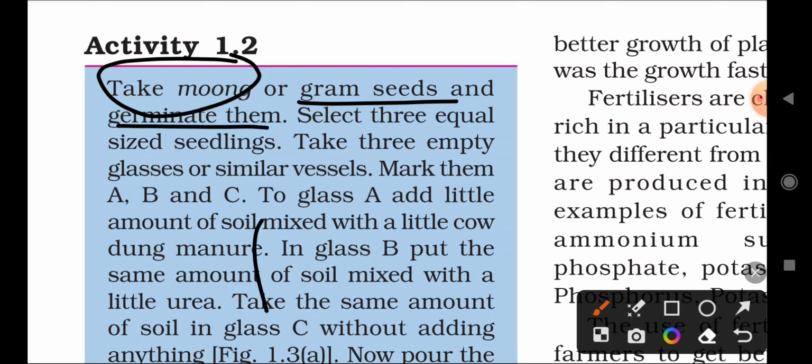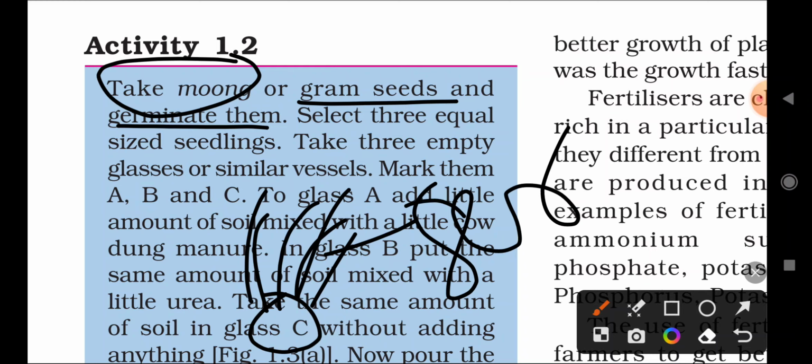Germinate means they have to grow, so the seeds are immersed in soil and will grow like this. This is called germination. Germination means that the seeds have started growing. That method, or that period of time, is called germination.